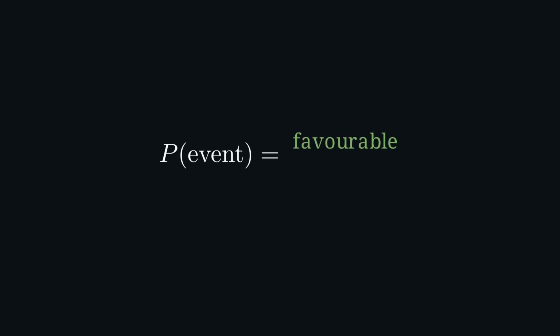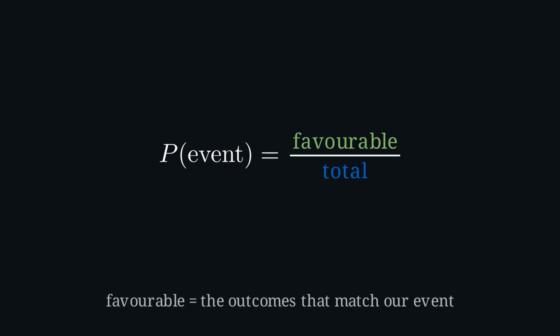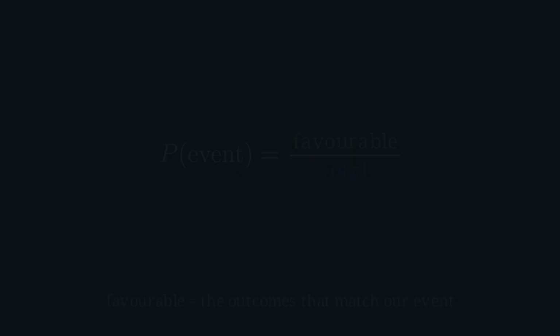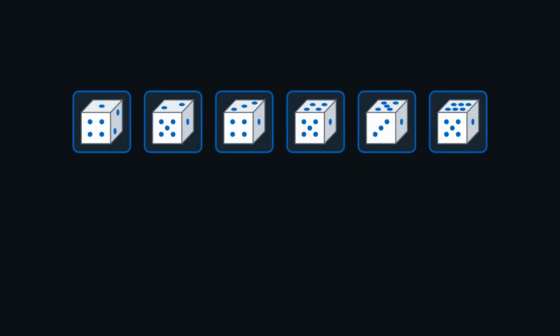When every outcome is equally likely, the probability of an event equals the number of favorable outcomes, divided by the total number of outcomes. Favorable just means the outcomes that match our event. Count them, divide, done. Let's find the probability of an even number.